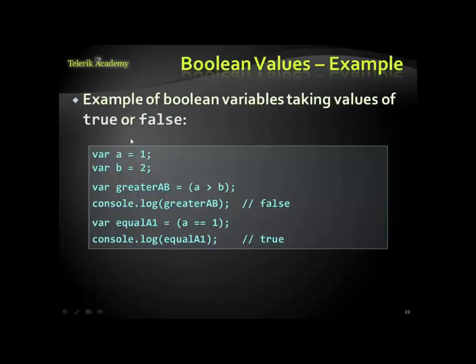So, for example, we have two variables here, a and b, 1 and 2. They are integer numbers, and we are assigning a third variable here, which will get the result of this check. And this check will check whether a is larger than b. And in this case, it's not, so the result will be false.